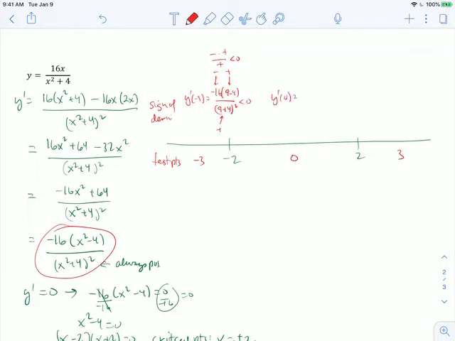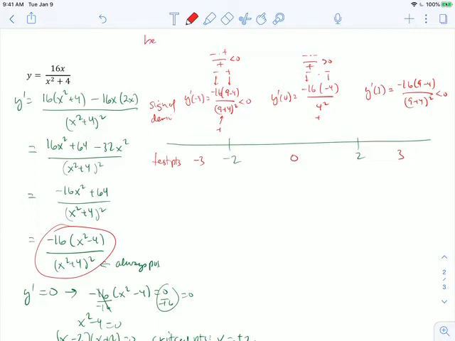Y prime of 0 is a little bit easier to evaluate. I get negative 16 times negative 4 over 4 squared. So I get negative times negative over positive. That's a positive quantity. And then lastly, y prime of 3 is going to be negative 16 times 9 minus 4, again, over 9 plus 4 squared. This matches up exactly with what we had over at negative 3, and so this is going to be a negative quantity as well.